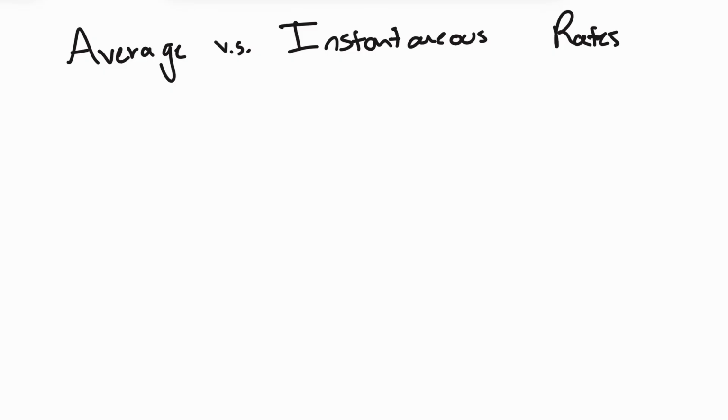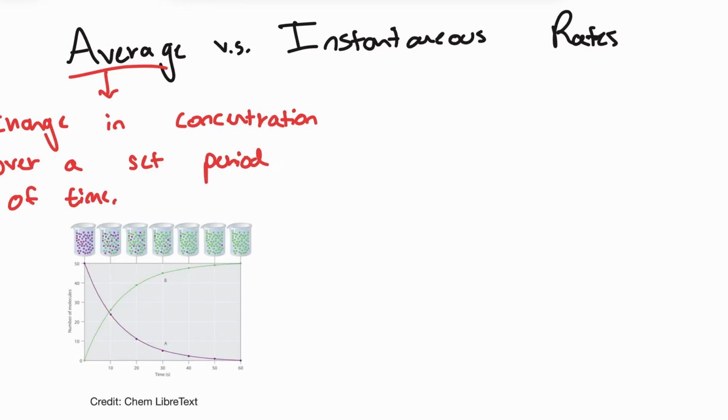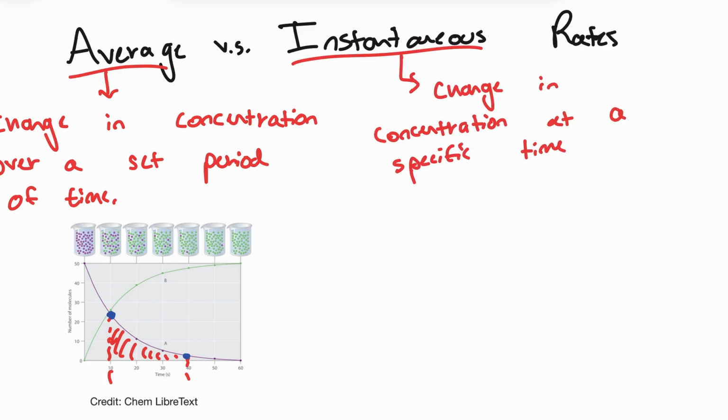Back to our reaction rates, there are 2 different types of reaction rates we can find: an average rate and an instantaneous rate. The average rate is going to be the change in concentration over a set period of time. For instance, it could be talking about the change in concentration for our reactants from 10 to 40 seconds. In which case, we would have 2 different points, our starting point and our ending point, and we would just find the slope connecting these. The instantaneous rate is the change in concentration at a specific time, a specific instance in time.